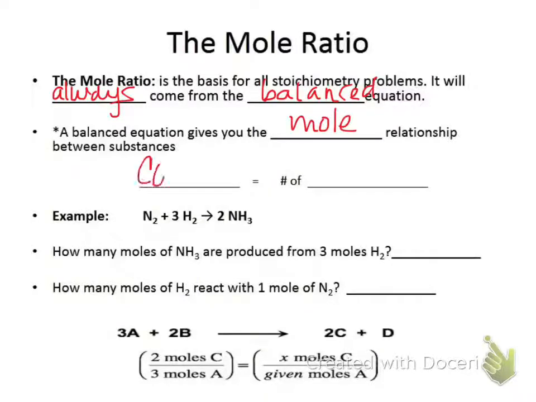So the coefficients, I'm going to abbreviate that. Are you okay with that? Because I write too big for that. Is equal to the number of moles. Okay? So this is the equation for the production of ammonia. So if I were to read that equation, the way I would read it is I would say 1 mole of nitrogen reacts with 3 moles of hydrogen, which yields 2 moles of ammonia.